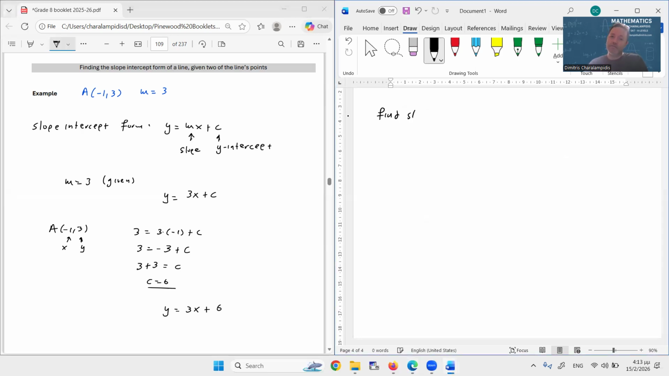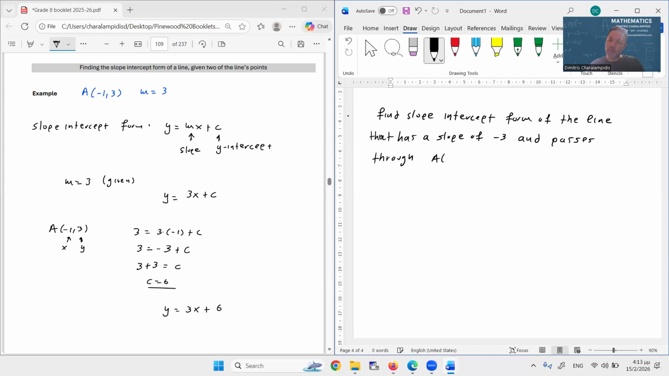Find the slope-intercept form of the line that has a slope of negative 3 and passes through the point A with coordinates negative 2 and 1/2. It can be anything. We are not afraid of numbers. Any number given, we will just apply the same process.